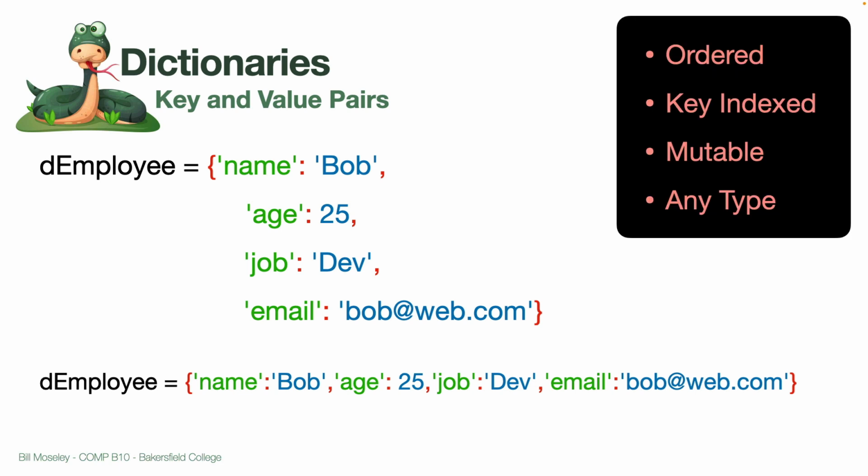So dictionaries are ordered. They do stay in the same order, but the order really doesn't matter. When we're working with dictionaries, we don't typically care what the order is because it doesn't matter. It doesn't matter because they're key indexed. So I'm not dealing with slot 0, slot 1, slot 2. I'm dealing with name, age, job, email now. So they're key indexed, they are mutable, and you can have any data type as the value. Not as the key, but as the value, you can have any data type.